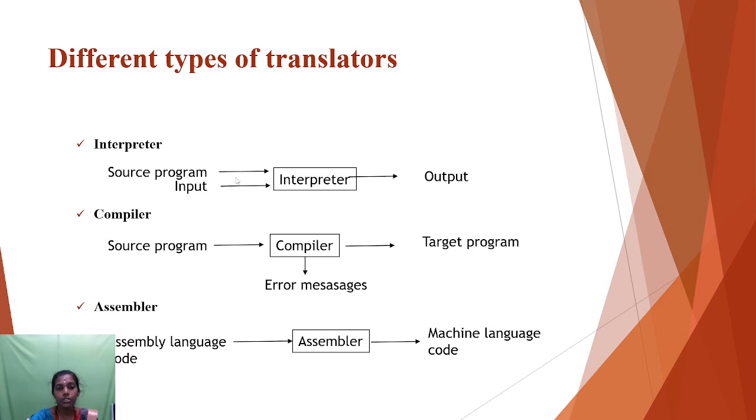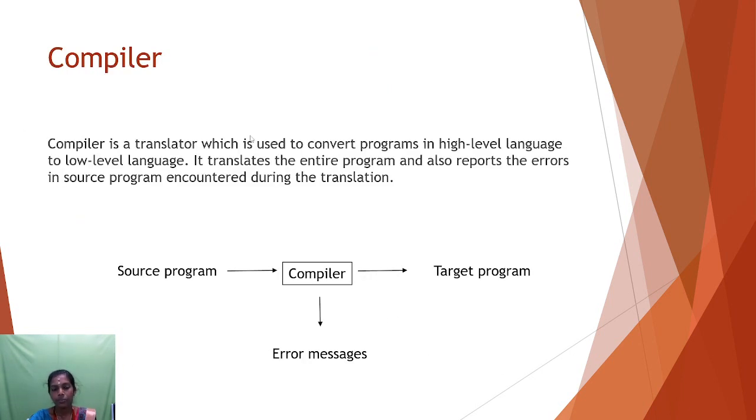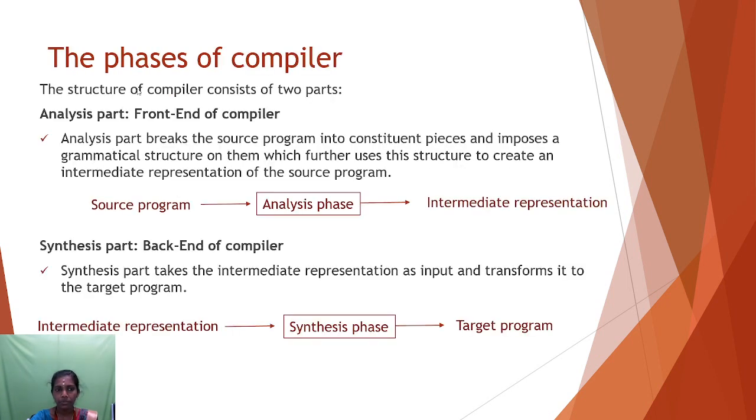The interpreter takes the source program as input and converts it into the output. A compiler also converts the high-level language into low-level language, and it throws error messages. An assembler converts the assembly language into machine-level language. So a compiler converts the source program into a target program, like high-level languages converted into machine language.